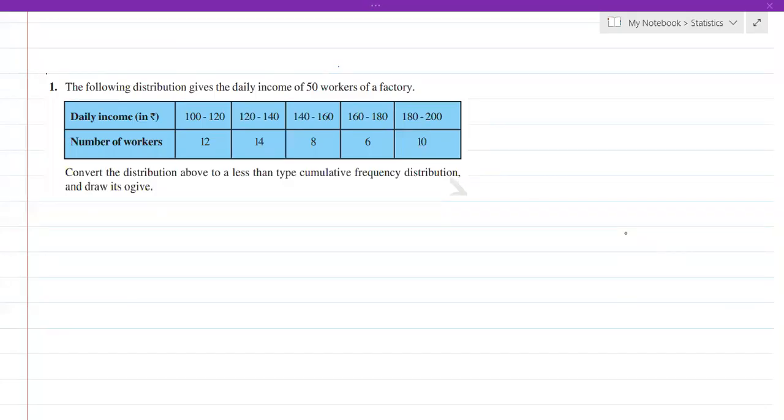Hello students. In this video, let's learn how to find the median using the graphical method, also known as the ogive curves. These ogive curves are also known as cumulative frequency curves, or CF curves. Both are one and the same.